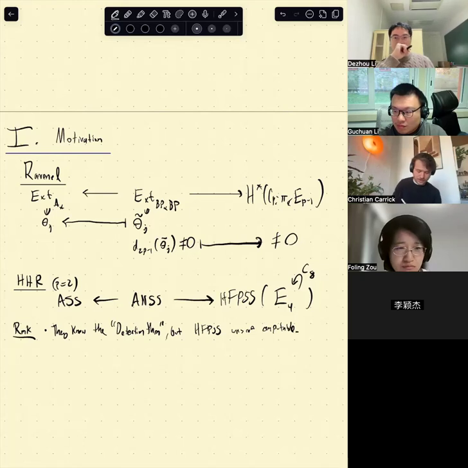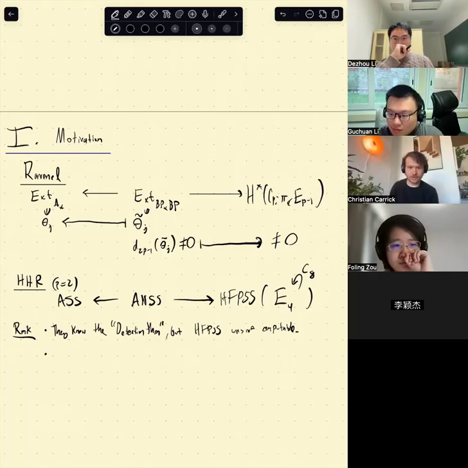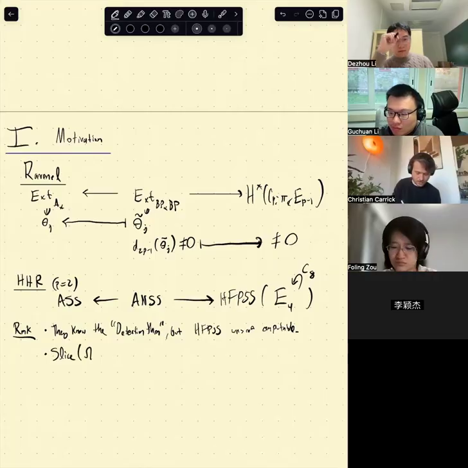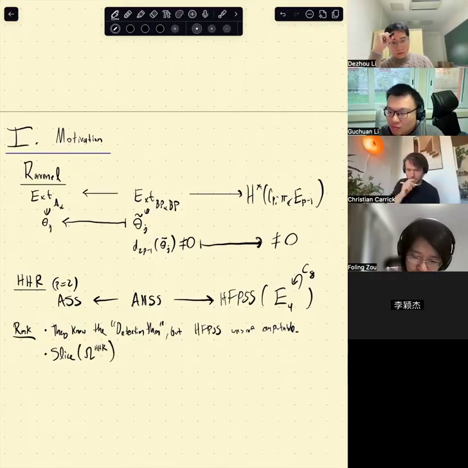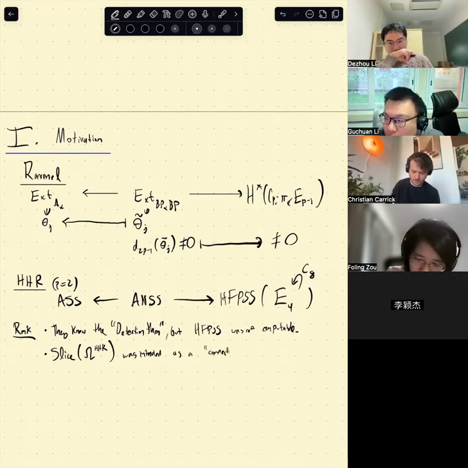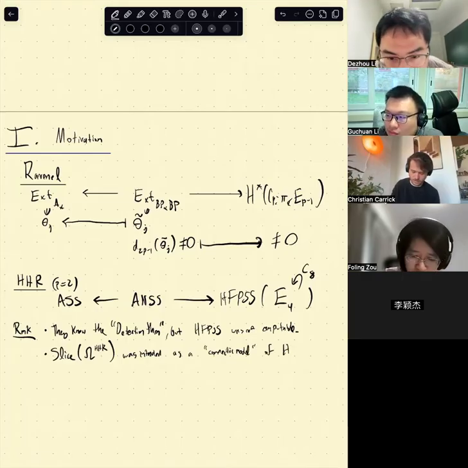And so this is one way of looking at where this slice spectral sequence comes from, or what problem it was introduced to solve. The slice spectral sequence of their detection spectrum, Omega, say, was intended as a sort of connective model of this homotopy fixed point spectral sequence.